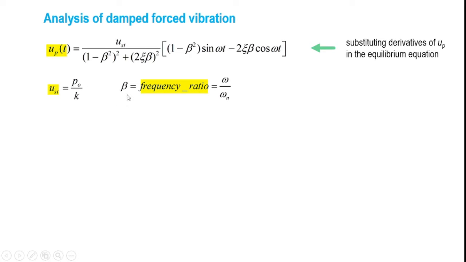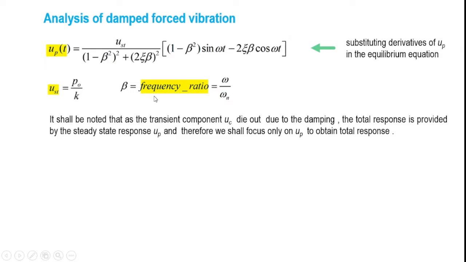And beta is another term, and remember, it is a focal term in the analysis of damped forced vibration. This frequency ratio is obtained as the ratio of two frequencies. That is, in the numerator we have the excitation frequency, and in the denominator we have the natural frequency omega n. So beta is the frequency ratio.